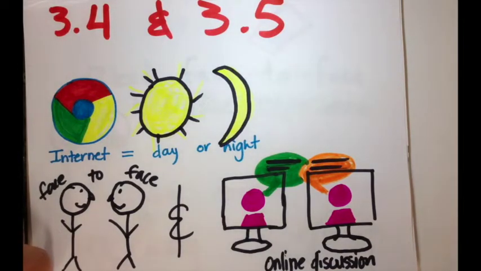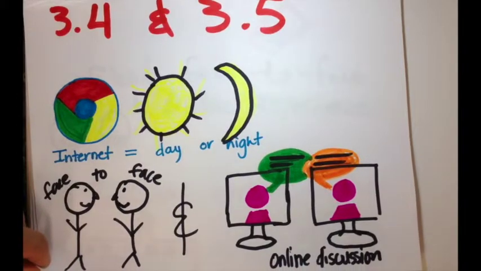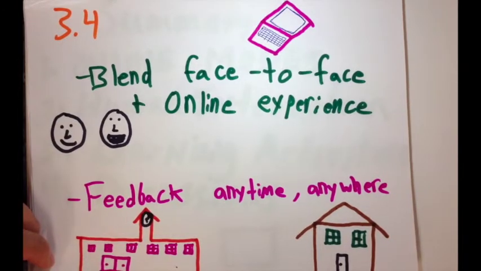Section 3.4 and 3.5. 3.4, designing content interaction to engage learners, and 3.5, a summary. 3.4, blend face-to-face and online experience for students, and feedback is available anytime, anywhere.